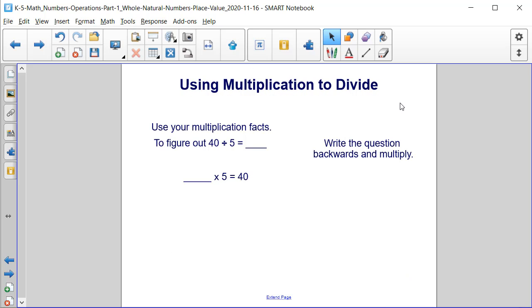We can also use multiplication facts to figure out 40 divided by 5. We can rewrite this division problem as a multiplication problem. What number times 5 gives us 40? Because that's really what division's doing. So 40 divided by 5 is 8, and it is 8 times 5 that gives us 40. So that's another way that you can solve a division problem. Rewrite it as a multiplication problem and think backwards. What number times 5 gives us 40?